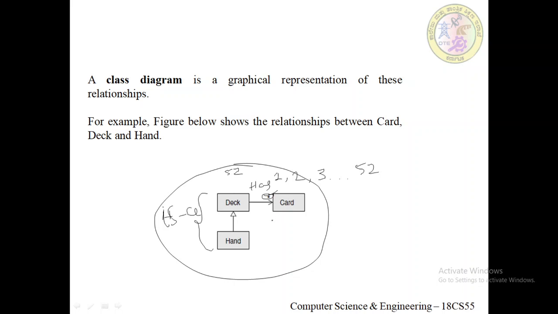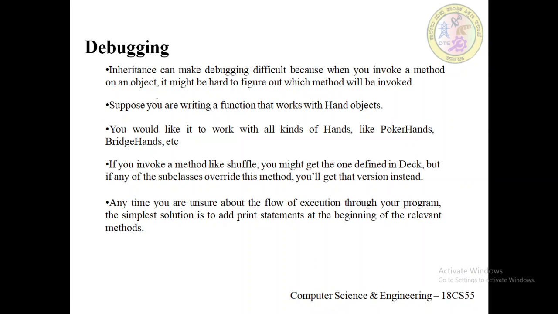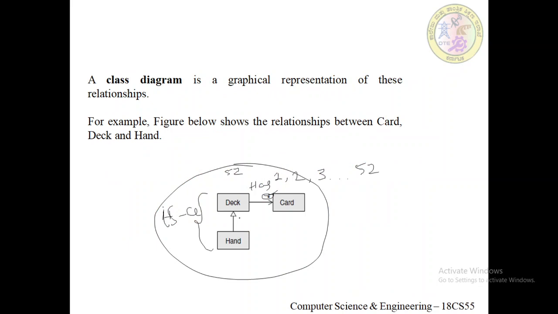So this is the understanding of the class diagram. Hope it is clear to you. This is the relationship. The Hand is a type of Deck. Hand is inheriting Deck, and Deck can have any number of cards.